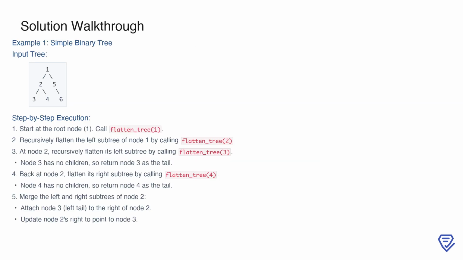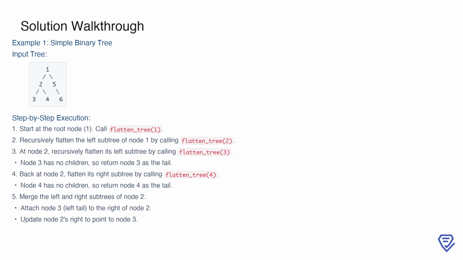To begin solving this problem, let's start with a simple binary tree. The root node is 1, which has 2 children, 2 on the left and 5 on the right. Node 2 further has 2 children, 3 on the left and 4 on the right. Node 5 has only one right child, which is 6. The goal is to flatten this tree into a linked list in place, following the pre-order traversal order.